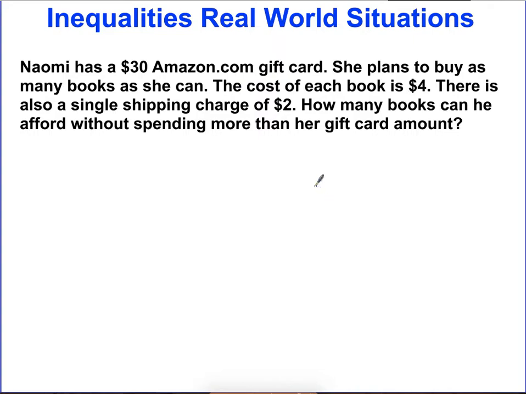Naomi has a $30 Amazon.com gift card. She plans to buy as many books as she can. The cost of each book is $4. There's also a single shipping charge of $2. How many books can she afford without spending more than her gift card amount?